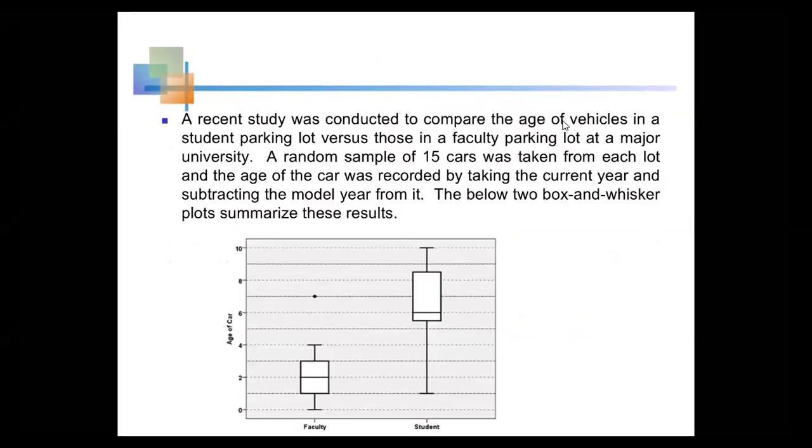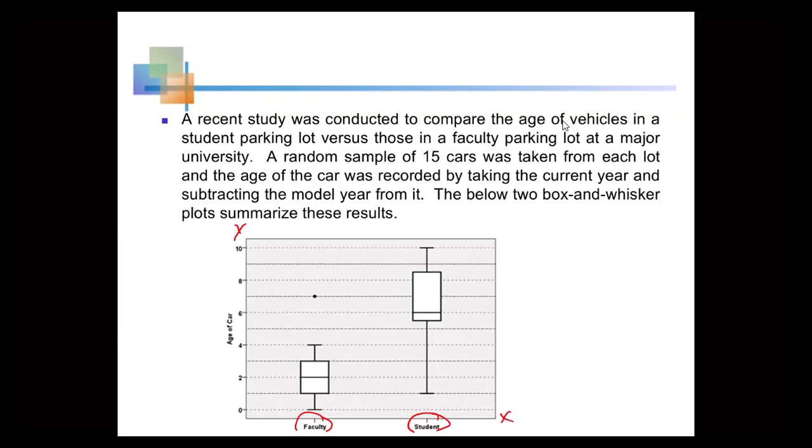A recent study was conducted to compare the age of the vehicles in the student's parking lot versus those in the faculty parking lot at a major university. A random sample of 15 cars was taken from each lot and the age of the car was recorded by taking the current year and subtracting the model year from it. The two box and whisker plots below summarize this result. So this is the faculty car and this is the students. And this is the age of the car.